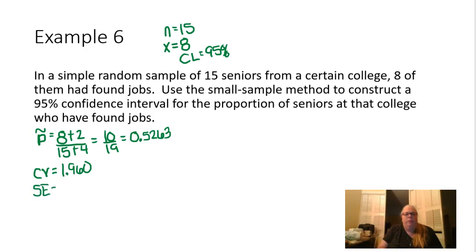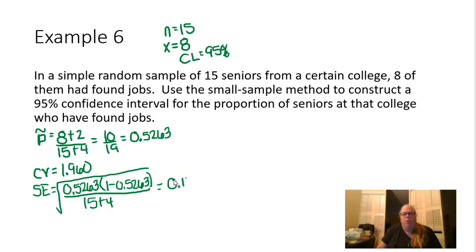The standard error is going to be our p squiggle times 1 minus our p squiggle, divided by the sample size plus 4, and then we are going to square root all of this. So let's see what the calculator gives us. And this gives me 0.1145. Our margin of error is going to be the critical value from table A3 times the standard error that we just now found, and that's going to give us 0.2244.